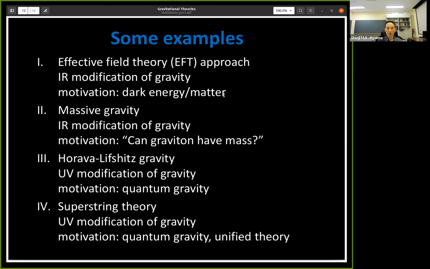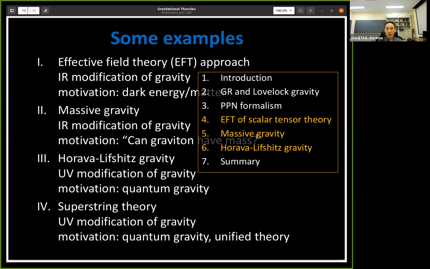Anyway, after these two, I'm going to discuss 3 examples, and actually these are examples on which I have been working. These 3 examples will be discussed in this series of lectures. But I'm not going to talk about string theory. This is a very big subject, and these 3 are enough for filling up my time. Anyway, these three are covered.